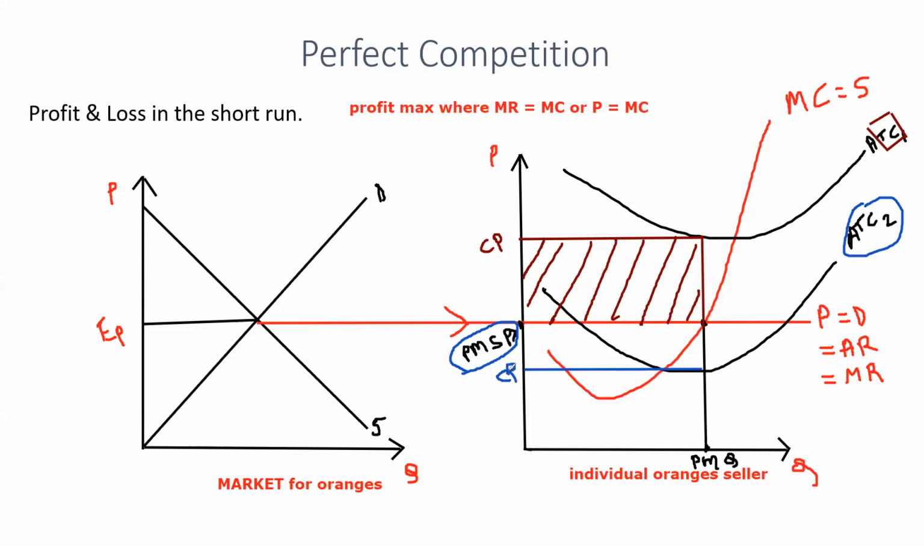For scenario number 2, for this ATC, my cost price is less than my selling price. As a result, this region is showing the profit that the firm makes. Now bear in mind, profit of course is good and loss is not good. I know that. But if the firm is making a loss, it doesn't necessarily mean the firm has to shut down. And this is very important.